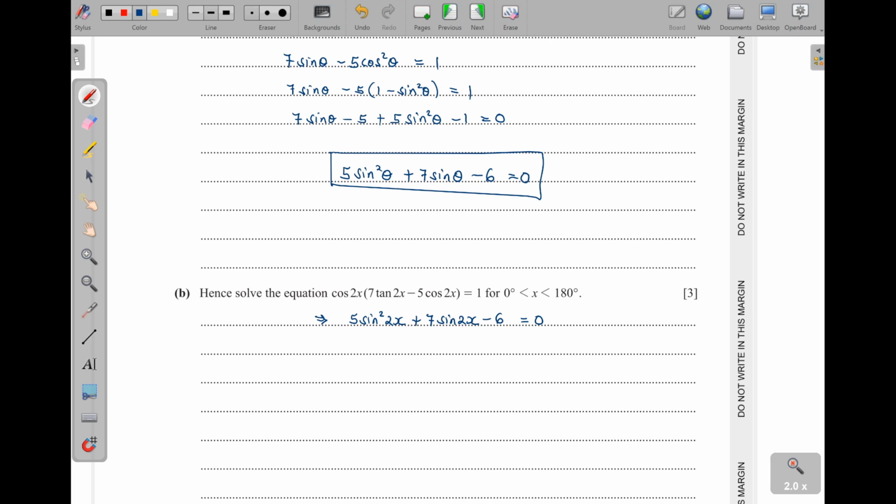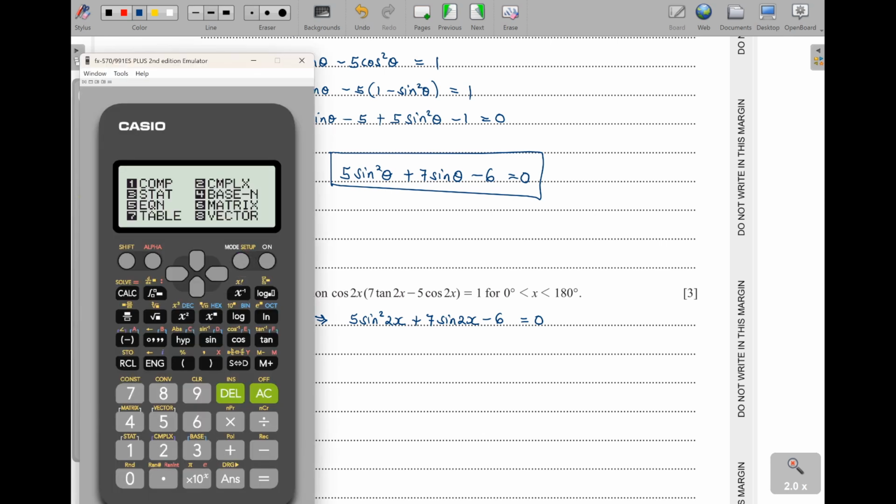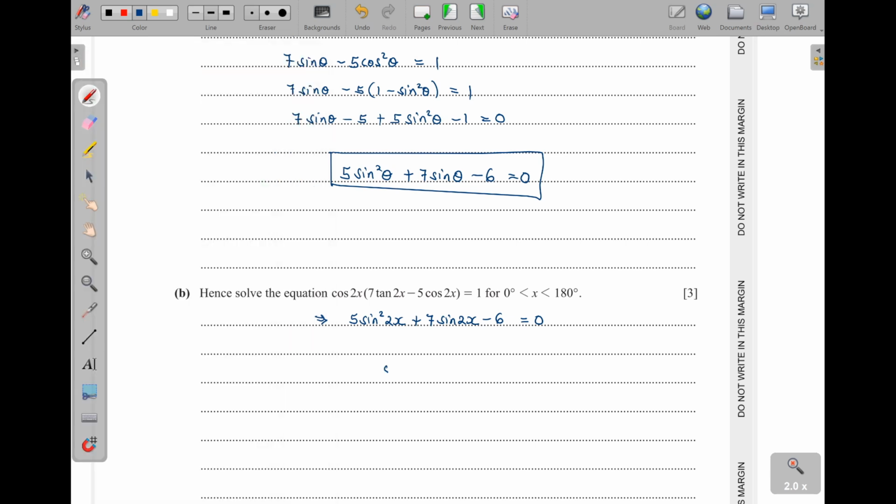So I'm going to use my calculator again to solve this one using factorization. I will go to mode, then 5, then 3. I'll put 5, then 7, then negative 6. So this one will give me 3 over 5 and negative 2. So I will write sine of 2x is equal to 3 over 5, and sine of 2x is equal to negative 2.